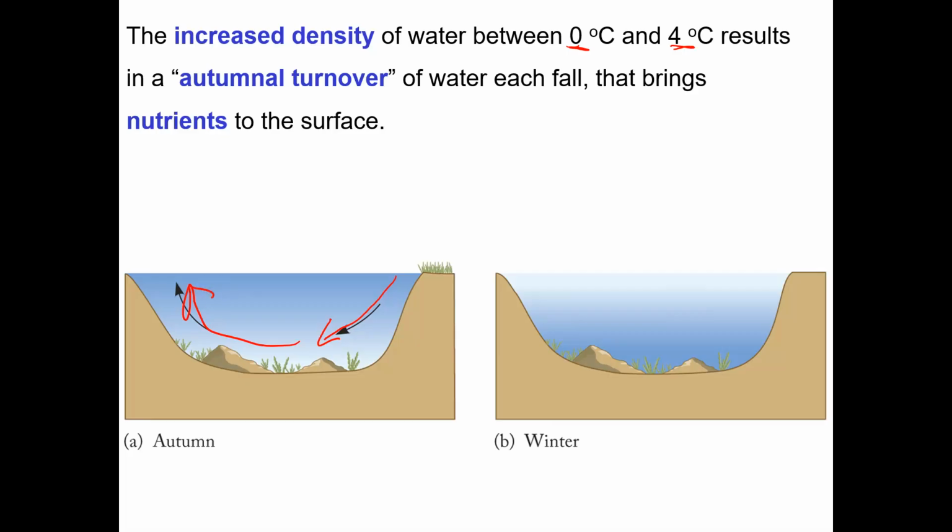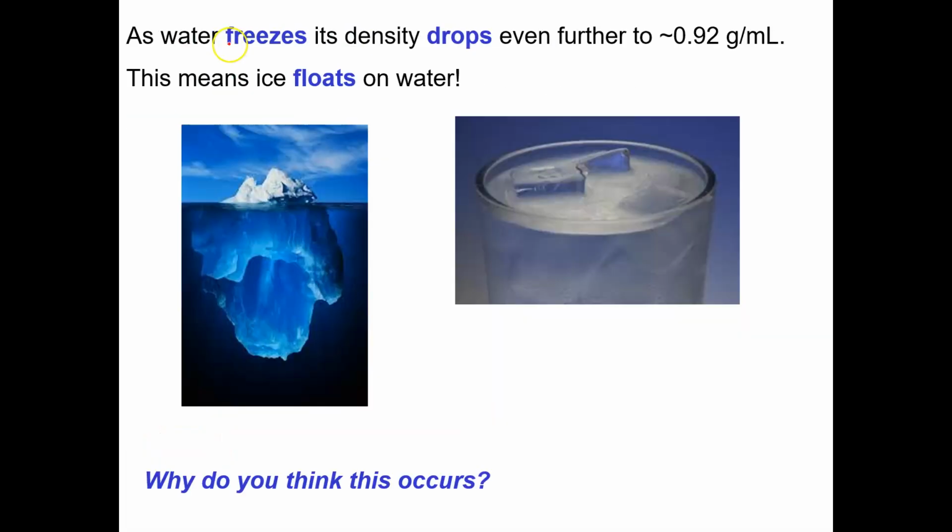And so what this means is that in the autumn, we get this kind of turnover. It's called the autumnal turnover. And what it does is it brings nutrients from the bottom of lakes and rivers up to the surface, and it replenishes the water. So that's kind of cool, right? The other thing that happens is that once we get to the freezing point of water, the density drops even further, and ice has a density of about 0.92 grams per milliliter, which makes it less dense than liquid water, which has a density of around 1 gram per milliliter.